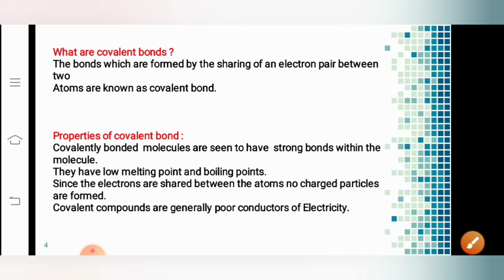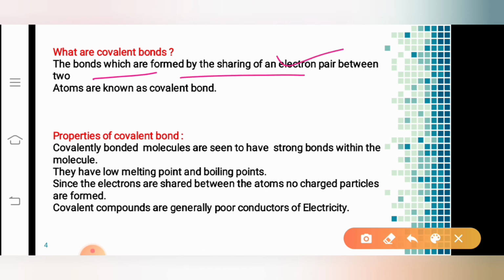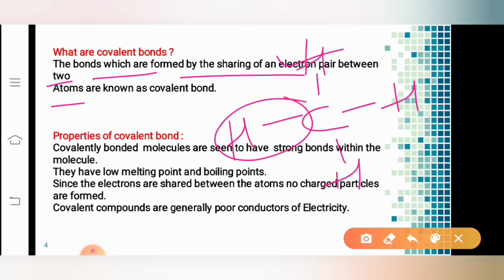Now let us once again recall what covalent bonds are. Covalent bonds are the bonds which are formed by sharing an electron pair between the 2 atoms. That means the bond formed between carbon and hydrogen, between the 2 atoms, we call the covalent bond. Here the atoms are not donating or receiving the electrons. They are sharing the electrons. Clear?